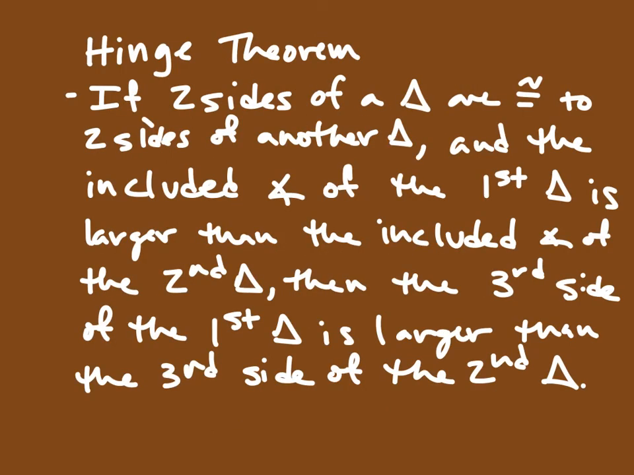The last thing I want to talk about today is the Hinge Theorem. And what this states is that if two sides of a triangle are congruent to two sides of another triangle, and the included angle of the first triangle is larger than the included angle of the second triangle, then the third side of the first triangle is larger than the third side of the second triangle. Yuck! Let's draw a picture.